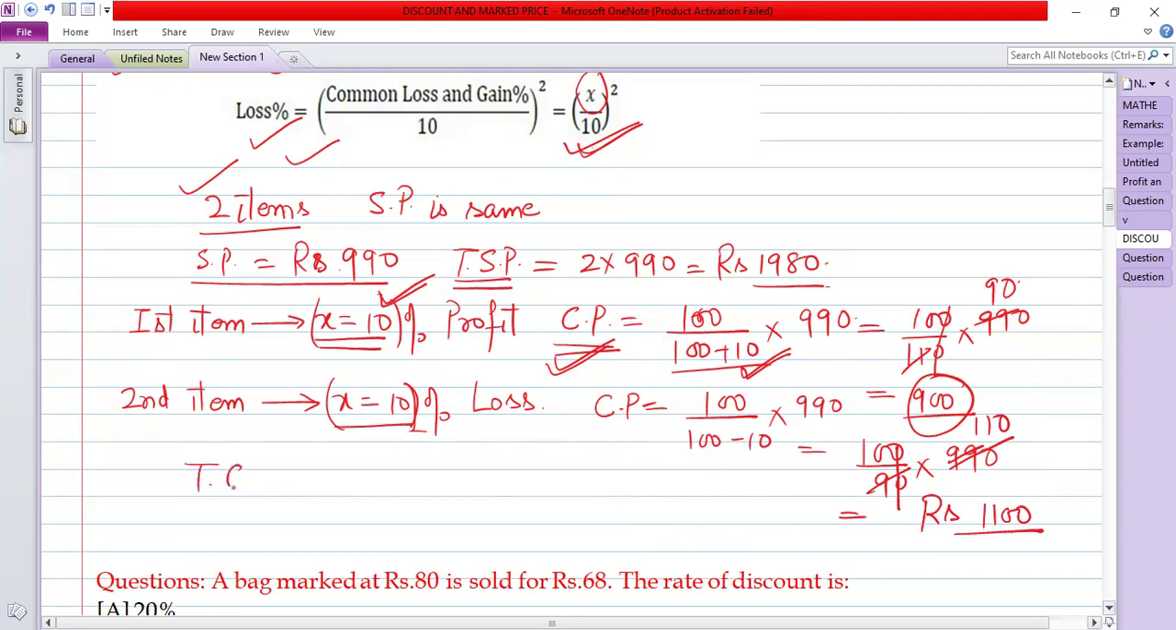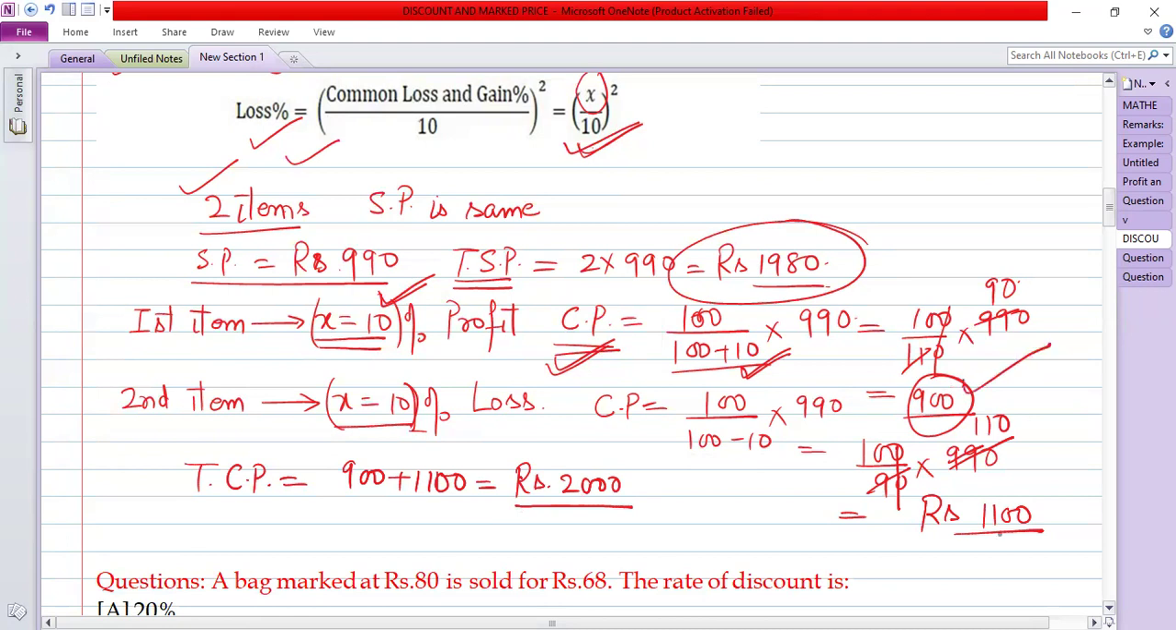Now, what is the total cost price? Obviously, that will be 900 plus 1100, and that will give us rupees 2000. So this is the total cost price of the two items, and this is the total selling price. Okay. So this was the first cost price, second cost price. Now, obviously, one can very well see or feel that the person is selling at a loss.